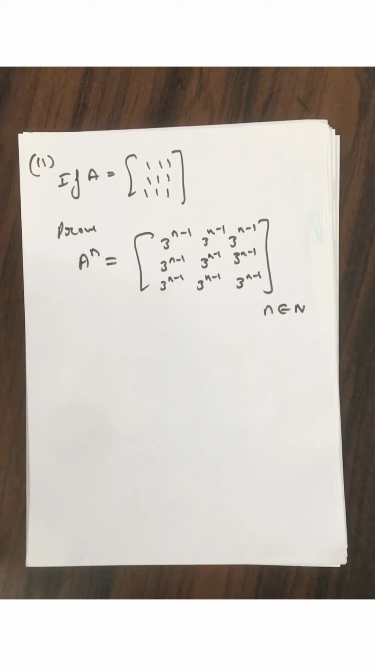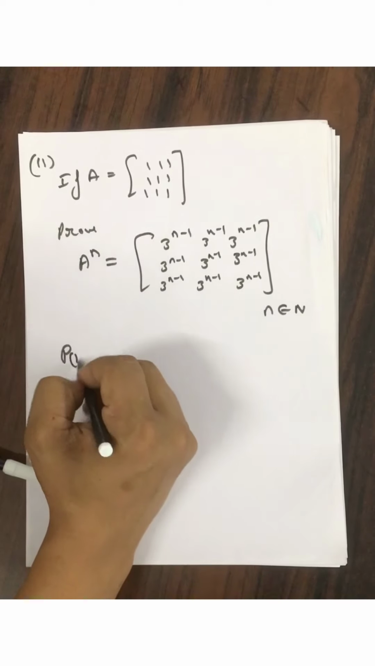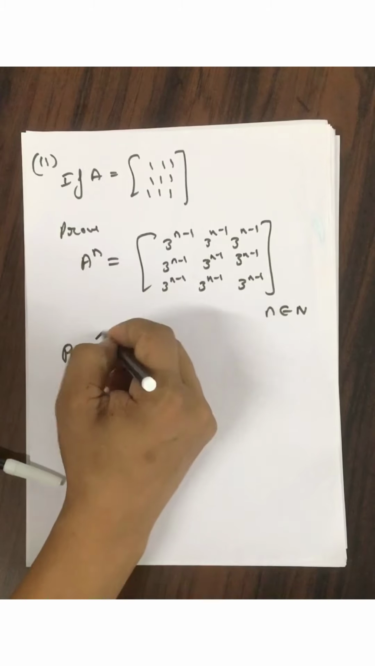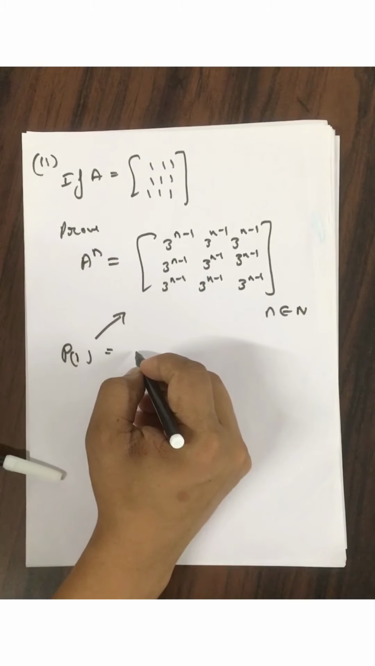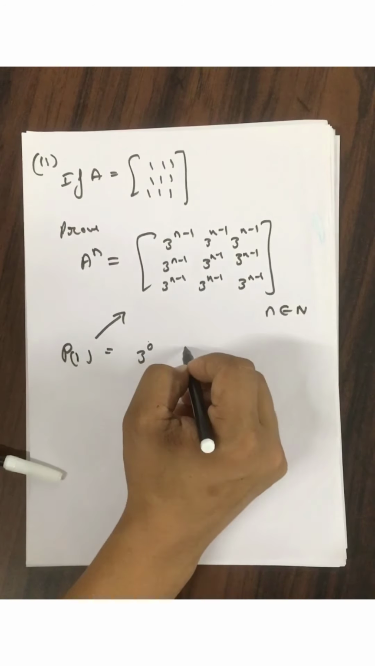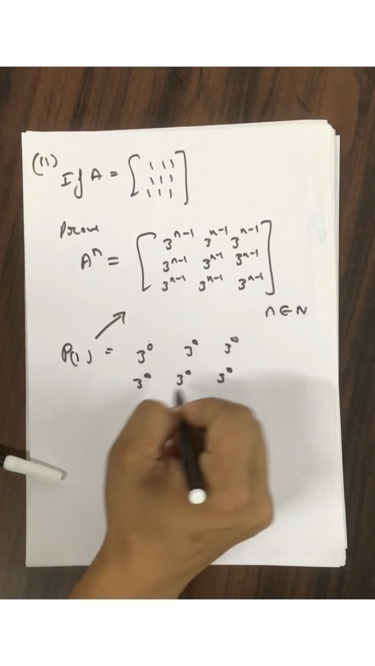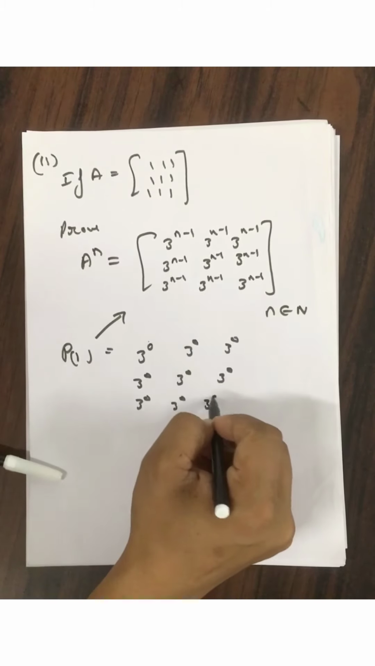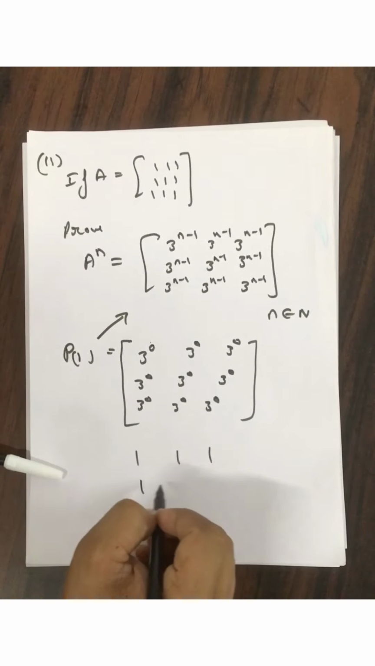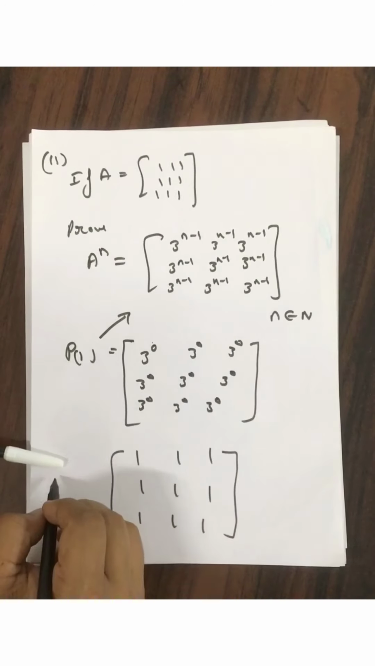Now this question is there. Again you can do the same process. First you find P1. For this it will be how much? 3 to the power 1 minus 1, that is 3 to the power 0, in every entry. So it is the matrix of all ones. Got it? P1 is clear.